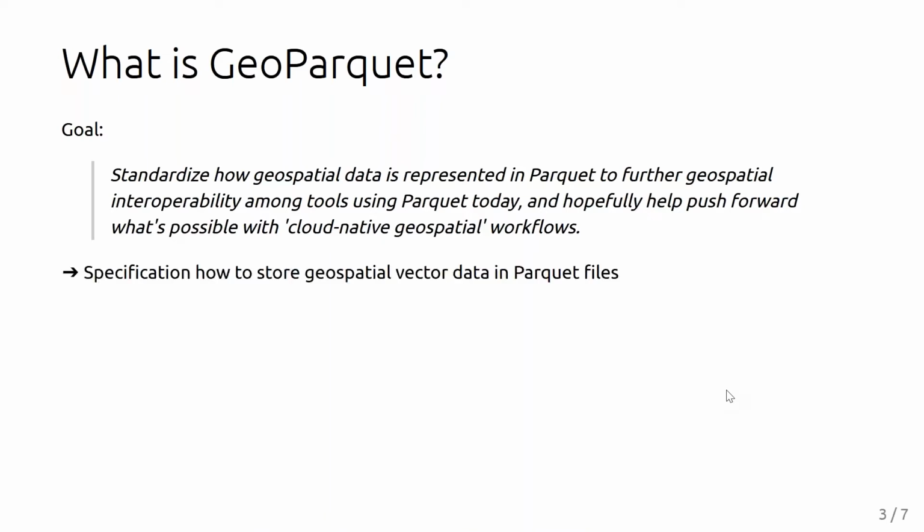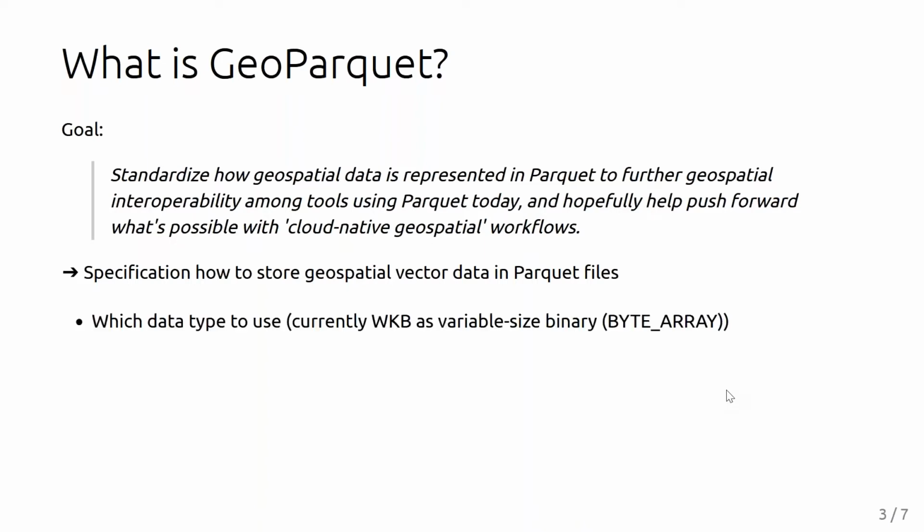In the end, GeoParquet is just a specification of how we are going to store geospatial data in Parquet files. Parquet is an existing file format, an existing specification. So what our GeoParquet specification adds on top of that is that we specify how we are going to store the geometry data, which data type to use. Currently we store the data as well-known binary, so as a binary column. But in the future, we can expand on that. And in addition, we store a bunch of metadata. I will directly show an example of that.